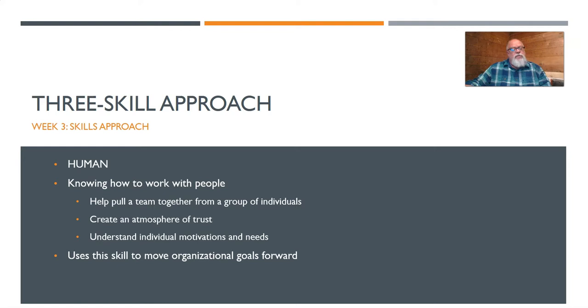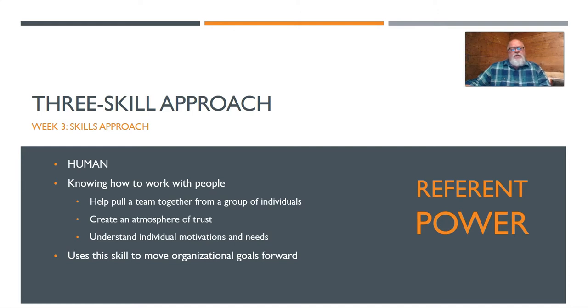So you use this skill to move the organizational goals forward. It's a very complex idea summed up in a short little bullet point there. Okay. Referent power is what I would consider to be the most closely connected power that we studied in Chapter 1. Because for the most part, if you're good at working with people, people are probably going to like you or at least respect you.